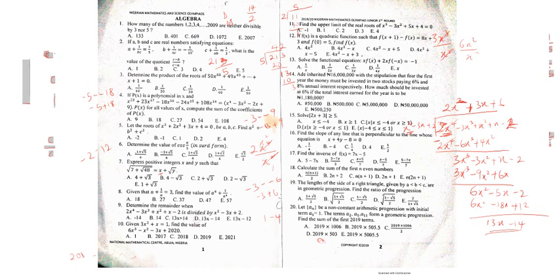Now the next question. Given that 3x squared plus x is equals to 1, find the value of 3s squared, 3s cubed minus s squared. Okay? So how do we do that? Let me clean this.